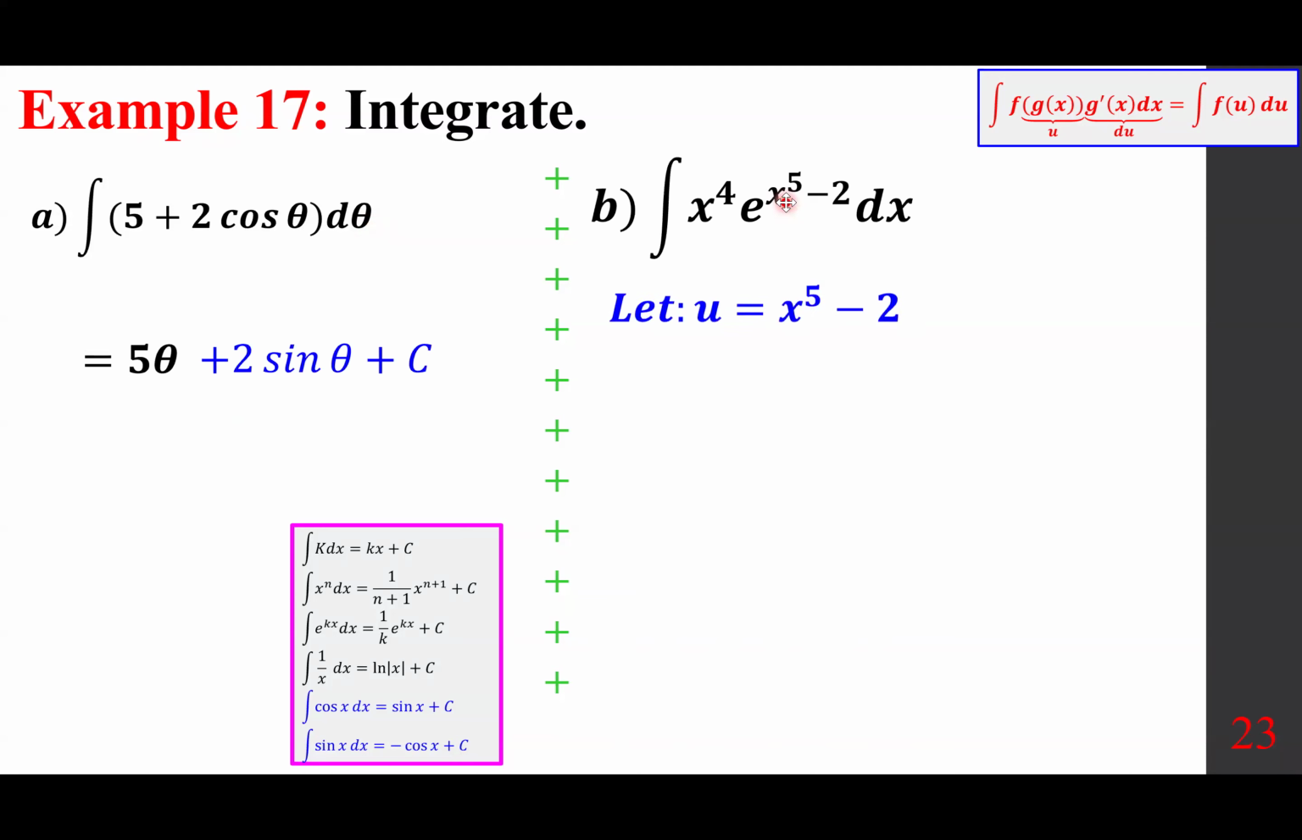Anytime you have exponential, the exponent is a choice of u, everybody. The derivative is 5x to the power of 4, which makes du 5x to the power of 4 dx.